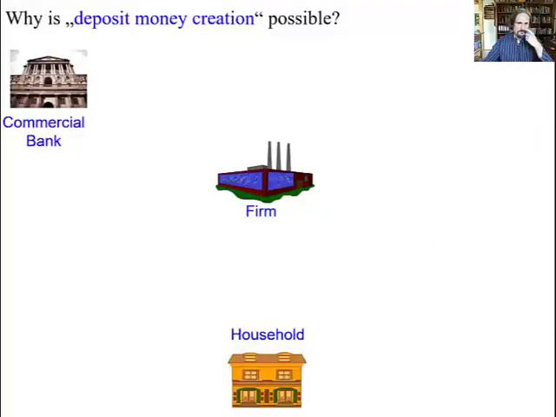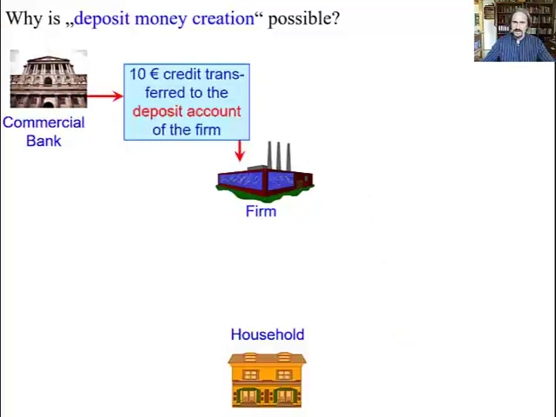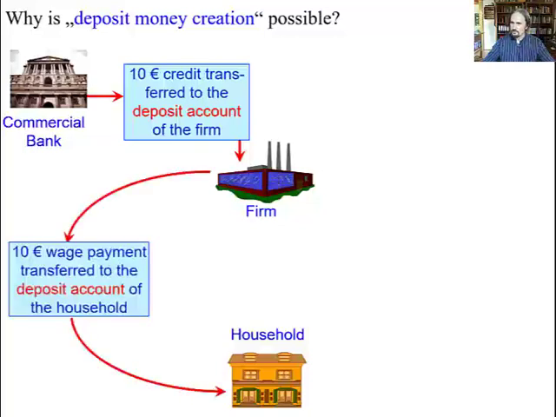Let's assume we have a simplified economy with one firm only, one household only, and one commercial bank. If the commercial bank lends now, let's say, €10 credit to the deposit account of the firm, the firm can use this money to pay the household for its labor services via a cashless deposit account transfer from the deposit account of the firm to the deposit account of the household.